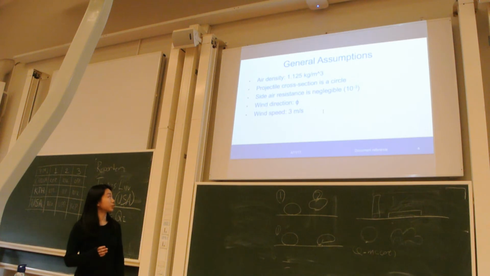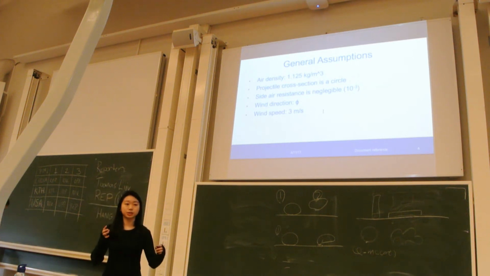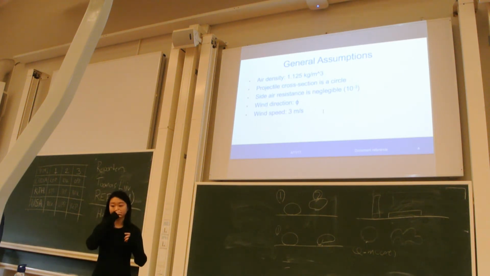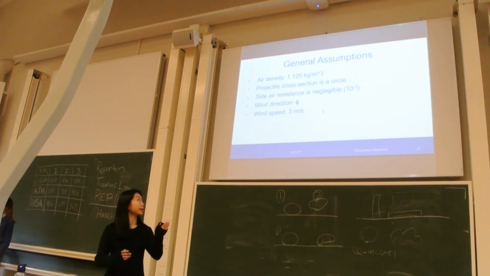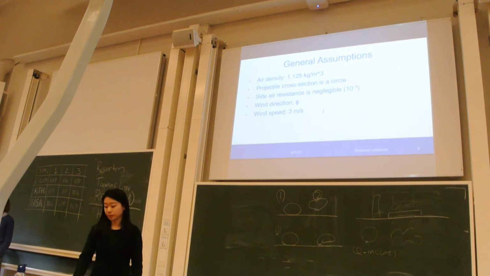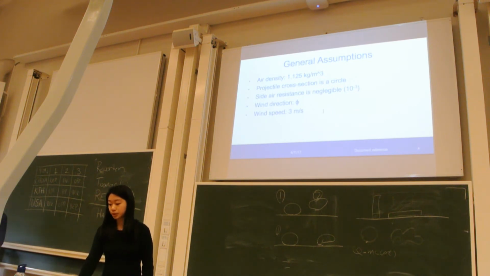And then I said that the wind direction is in phi, because I use spherical coordinates here. So basically on Earth it would be going from west to east, only in that direction. And then I said that the wind speed is 3 meters per second, which is usually pretty strong.